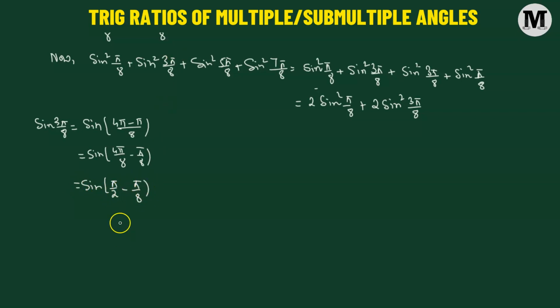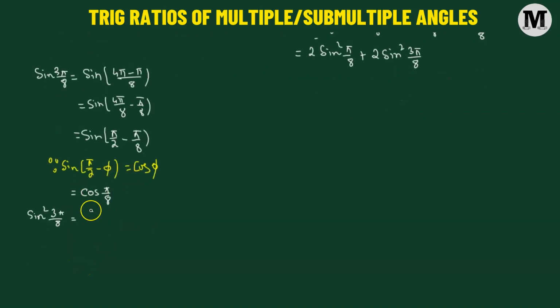Now we will be using the fact that if we have sine of pi over 2 minus some angle phi, this becomes equal to cosine of the angle phi, which means that the expression on the right hand side is going to become cosine of pi over 8. We have obtained sine 3 pi over 8 equals cosine pi over 8. So if we square both sides, we're going to get sine squared 3 pi over 8. This is the same as cosine squared pi over 8.